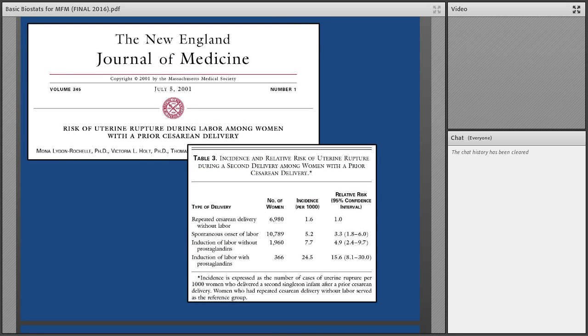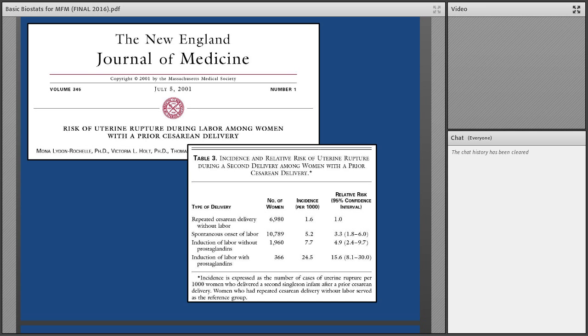When you look at the risk of uterine rupture during labor among women with a prior cesarean delivery, they did this same stratified analysis too. This was an observational study that looked at the risk of prostaglandins, oxytocin, spontaneous labor, and the risk of uterine rupture. They stratified the analysis to look at patients with uterine rupture among those trying a TOLAC after a prior cesarean.